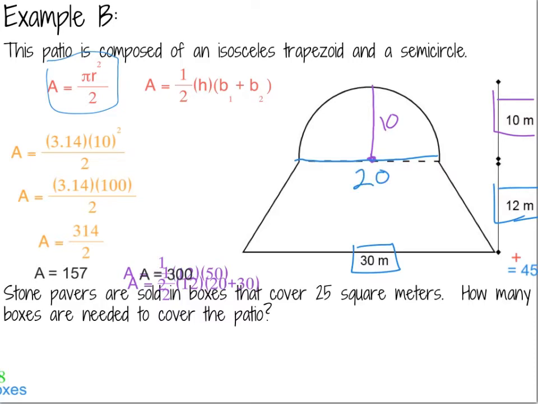So my diameter is 20, or my base is 20. So now that I've got all the pieces for my formula that I need, I'm going to plug them in. So I've got A equals 1/2, my height is 12, my first base is 20, my second base is 30. And I'm going to follow the order of operations.